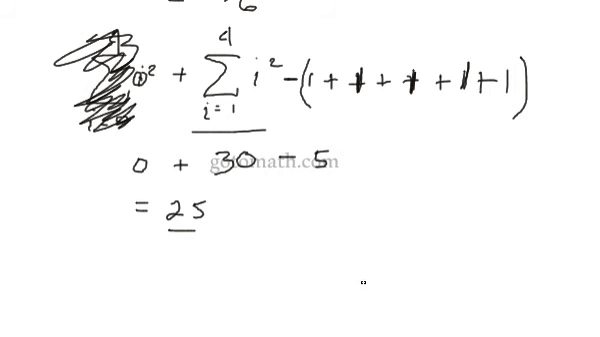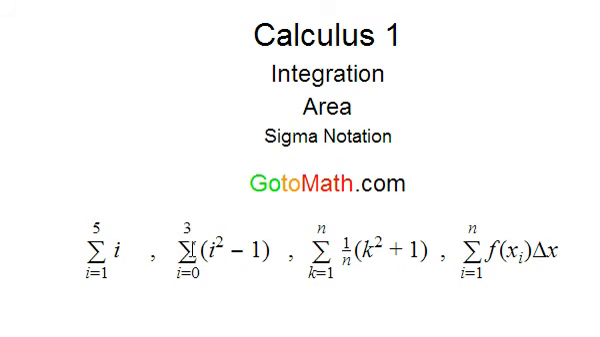Okay, alright, let's look at another one. So this time we're going to look at this one here. We're going to be summing from 0 to 3 of i squared minus 1. Wait a minute, we just did that. Never mind. Let's go to the next one here. The summation of k equals 1 to n. This is a more general case. We have 1 over n times k squared plus 1. So let's work that one out.